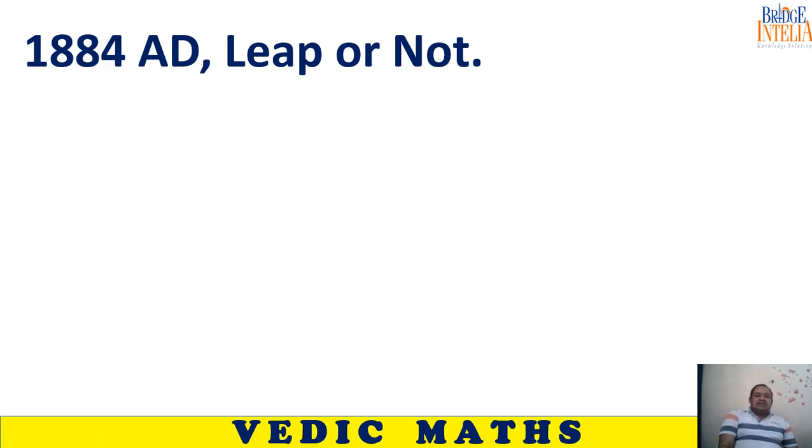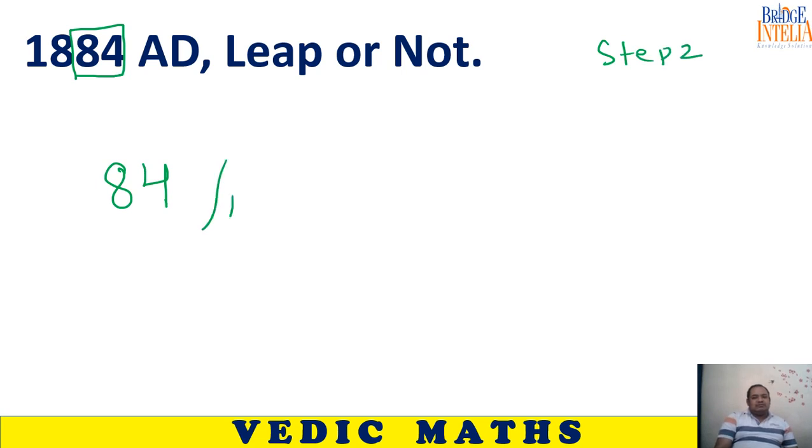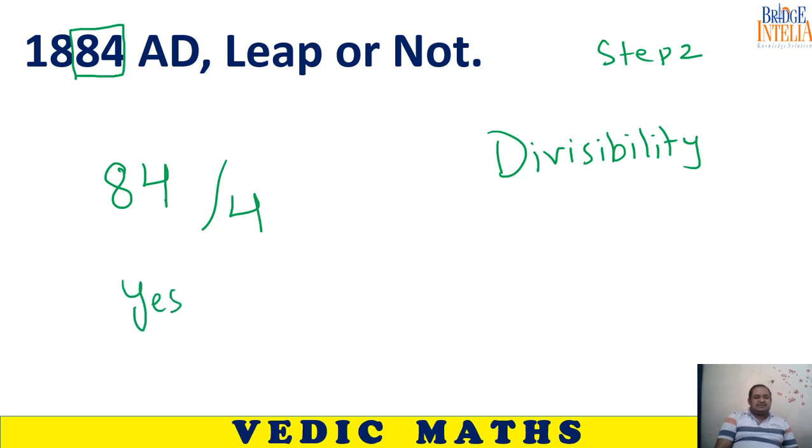Is 1884 AD leap or not? Step 1, pick the last two digits. So pick 84. Now step 2 is divide by 4 and check the divisibility. Is 84 divisible by 4 or not? The answer is yes. So yes, it is a leap year.